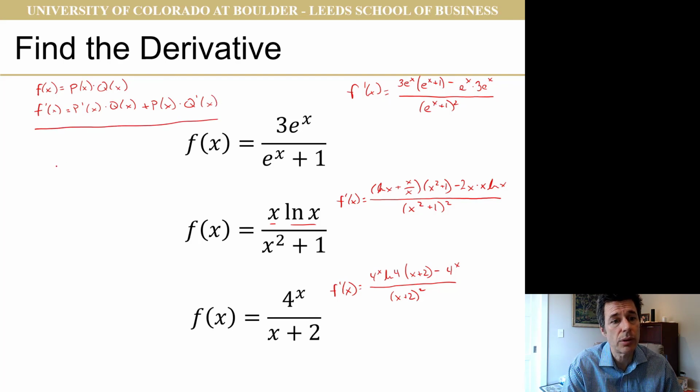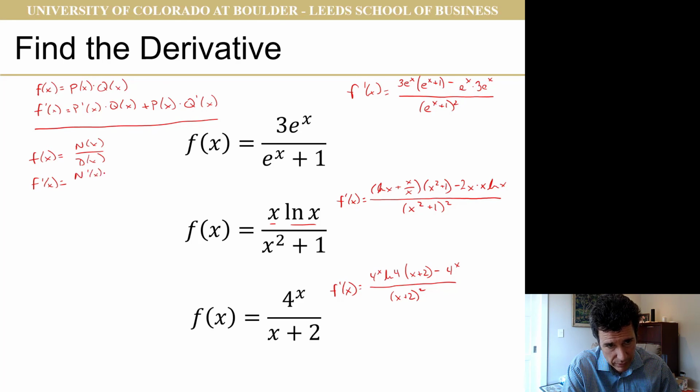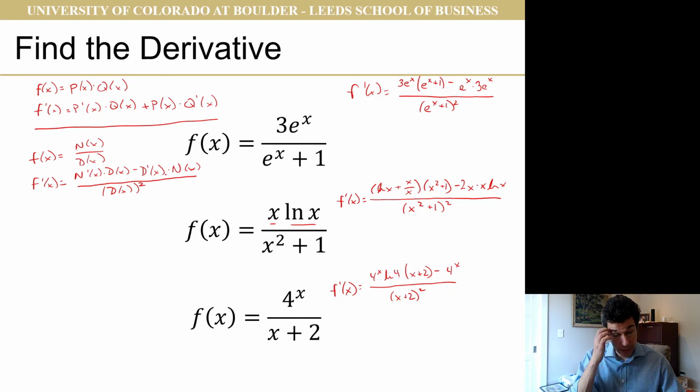So that's one rule. The second rule is the quotient rule. F of x equals n of x divided by d of x. Then the derivative is the derivative of the numerator, n prime of x, times d of x, minus the derivative of the denominator times the numerator, all divided by the denominator squared.